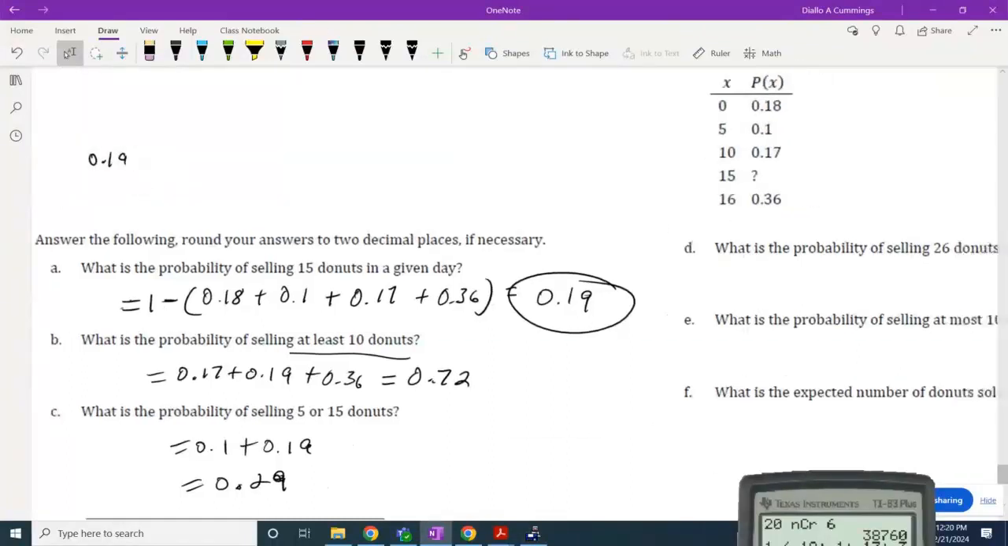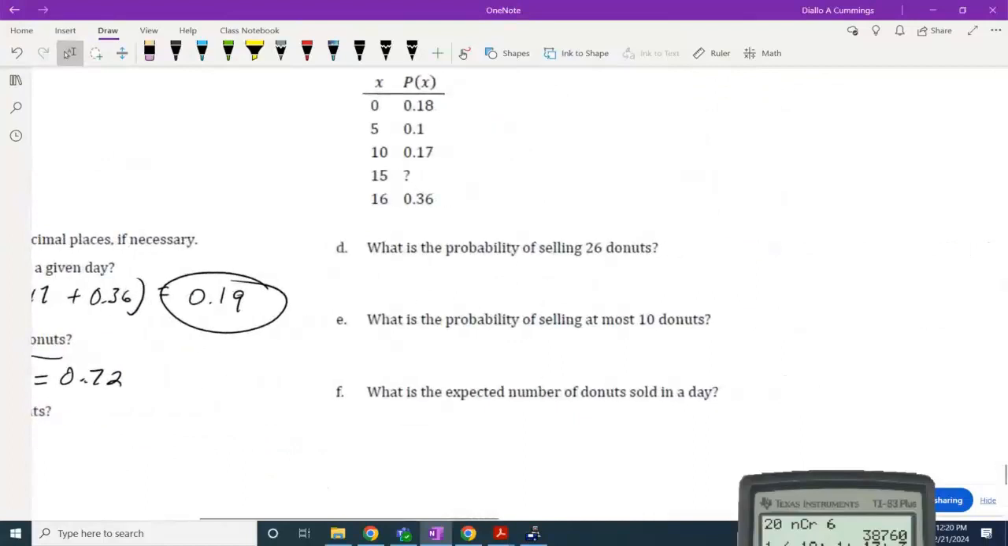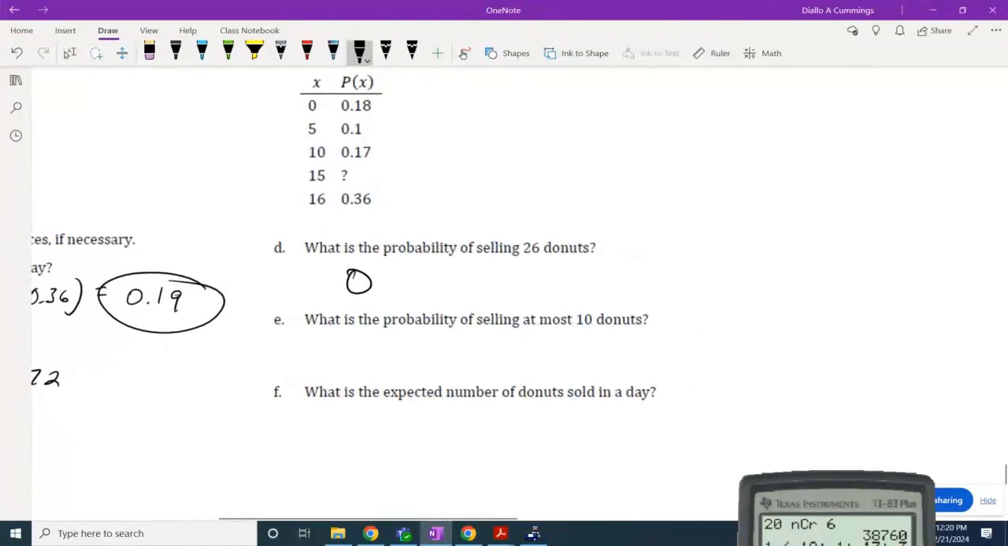All right, now for the last three, using that same probability, it says, what is the probability of selling 26 donuts? Well, first of all, is there a random variable of 26? No. So the probability for that is 0.